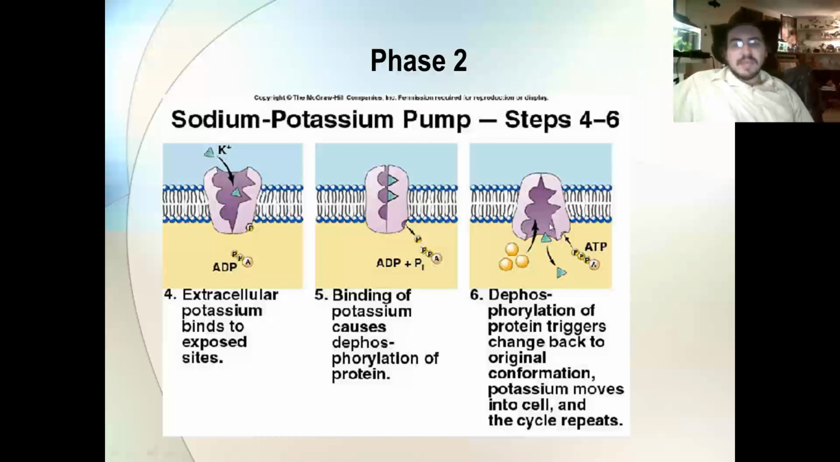This original shape wasn't very good at binding potassium, so the potassium's released. And it's great at binding sodium, so sodium comes back in and binds. This phosphate and the ADP here, my adenosine diphosphate, are then recycled in order to make some more ATP, and we're ready to go again here. So that is active transport.